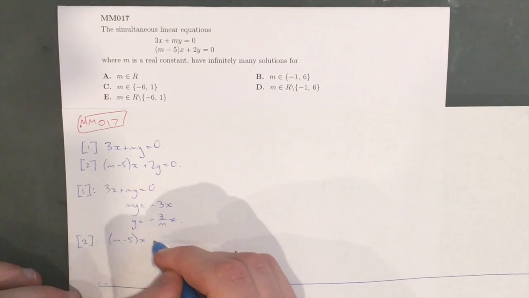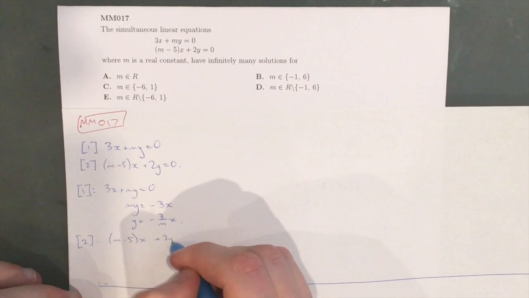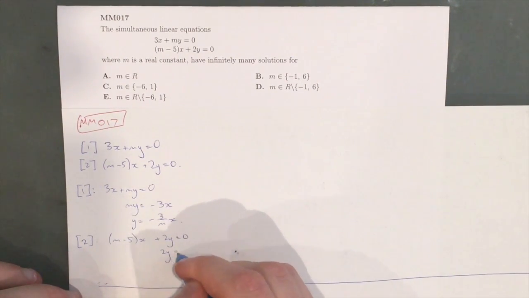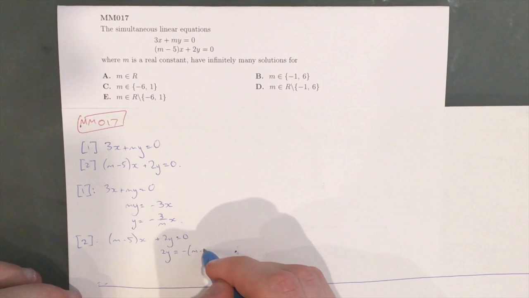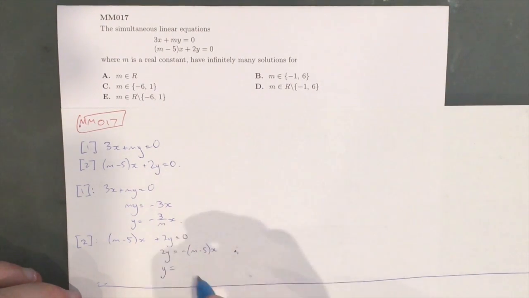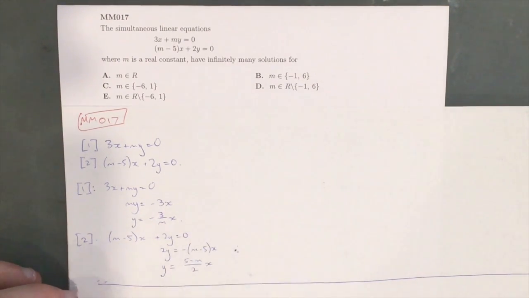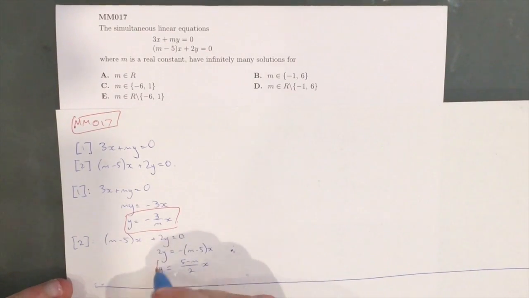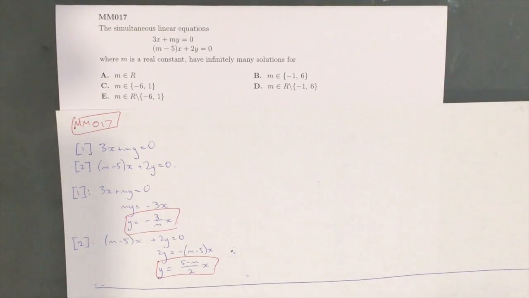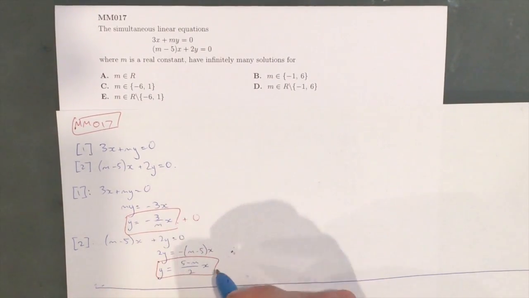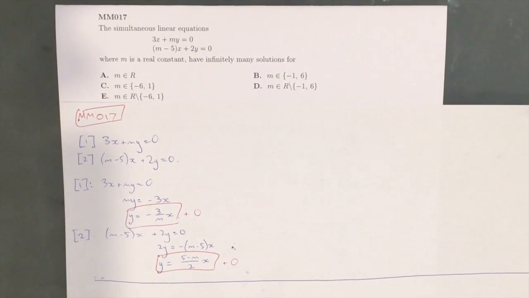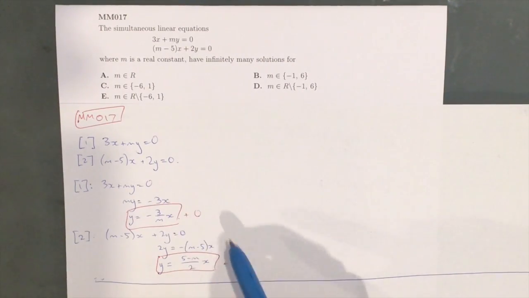Our second equation is m take 5 times x plus 2y equals 0, which means that 2y equals negative m take 5x, which means that y equals, and you sort of just expand this, 5 take m over 2, x. So these are our two equations, and note that they both don't have any c values. Well, they actually do have a c value, it's 0. So these two both have a point of intersection at y equals 0. So when these gradients are the same, that means they have infinitely many solutions because they're actually the same graph.